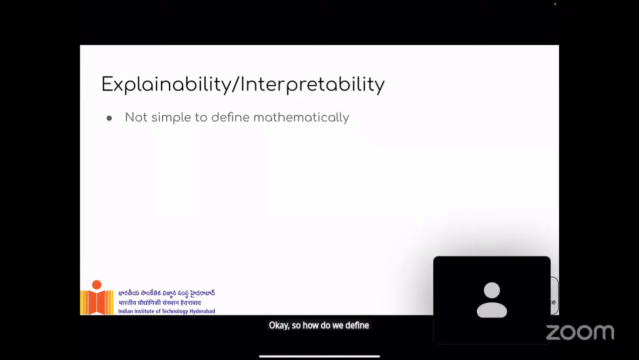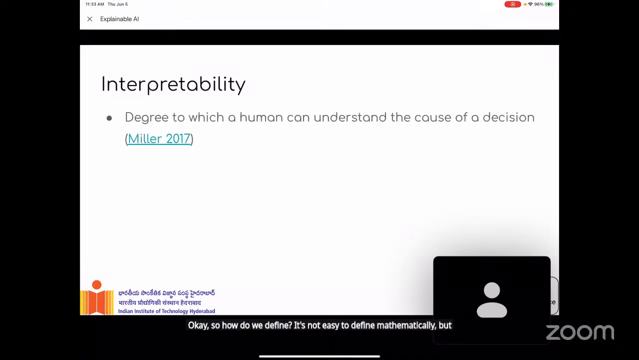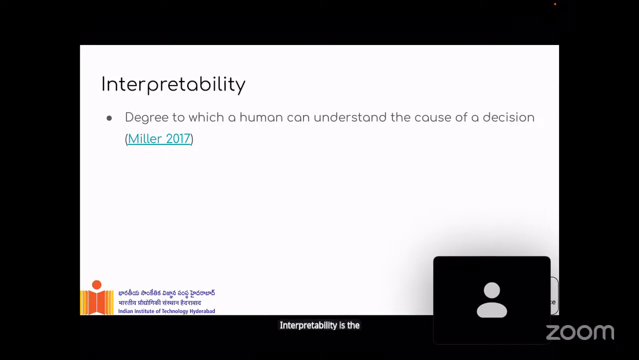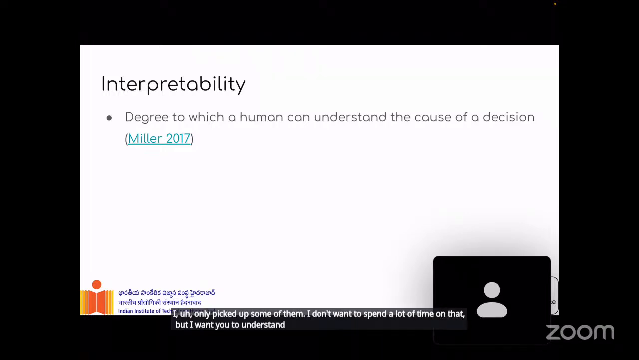It's not easy to define mathematically, but how do we actually define it verbally? Interpretability is the degree to which a human can understand the cause of a decision. There are a lot of definitions by different researchers. I only picked up some of them. I don't want to spend a lot of time on that, but I want you to understand how to go about defining interpretability or explainability.